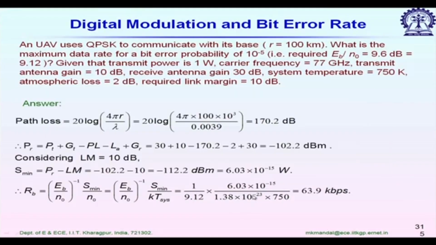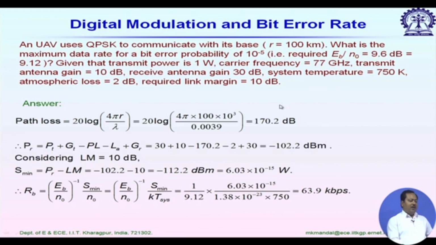So, let us take now that example. Let us say a UAV uses QPSK to communicate with its base station, and the base station is r equal to 100 kilometer away. So, a UAV is a flying object. Then what is the maximum data rate for a bit error probability of 10 to the power minus 5? So, for 10 to the power minus 5, what is the required Eb/N0? We have to first see from the chart.